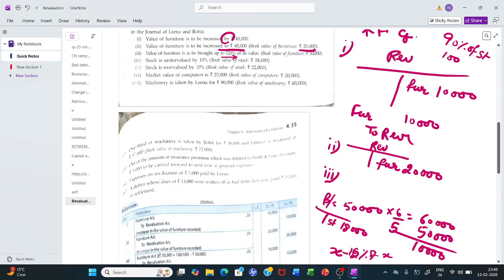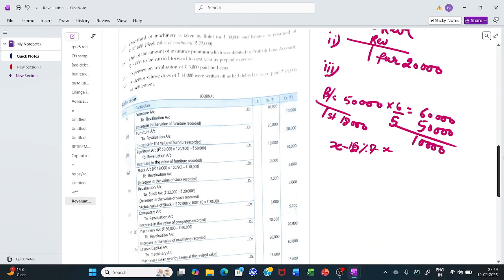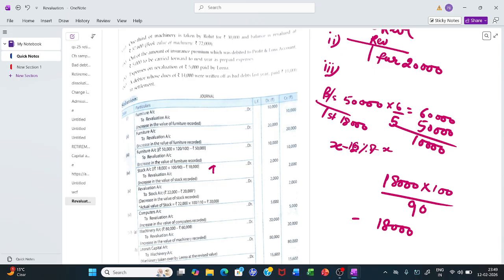So what would be 100%? So how we can solve this quickly is we can find out, if 18,000 is 90%, what would be 100%? So we get that value, minus from that 18,000. I can show you this amount here, 18,000 into 10 by 90 to get 100% value. 100% this will turn out to be 20,000. 20,000 is valued at 18, so there has to be an increase of 2,000 in the value of stock.